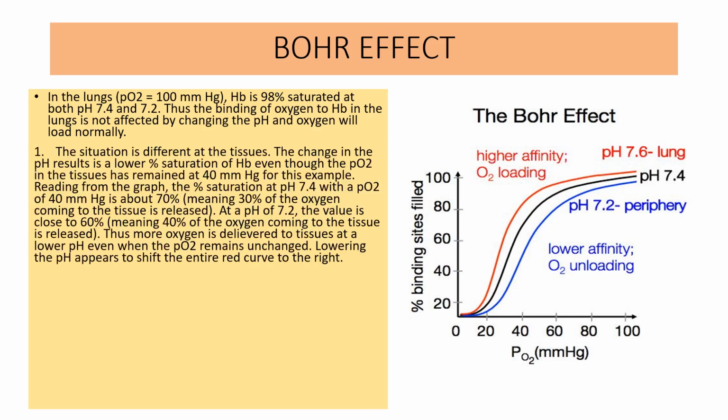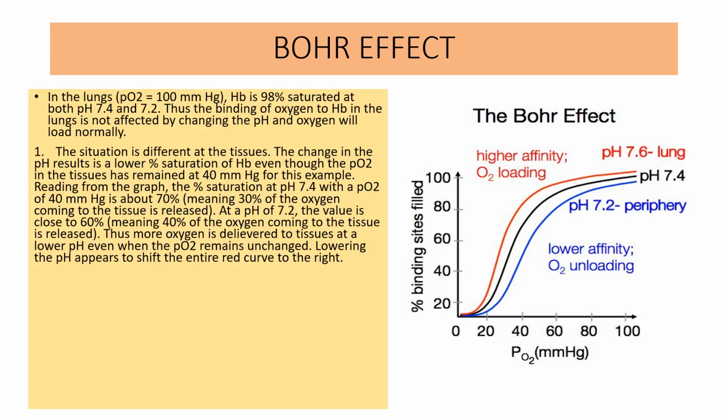The situation is different at the level of tissues. The change in the pH results in a lower percentage saturation of hemoglobin, even though the partial pressure of oxygen in the tissues has remained at 40 mm of Hg for this example. So percentage saturation at pH 7.4 with partial pressure of oxygen at 40 mm of Hg is about 70%.